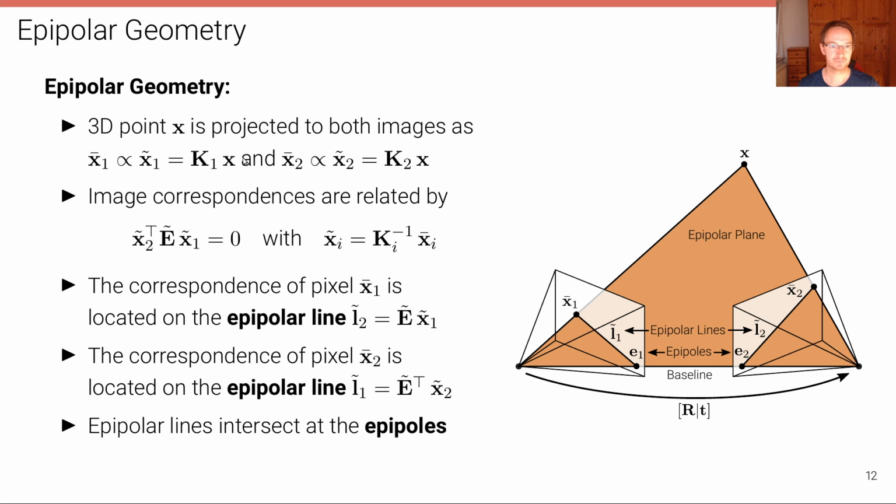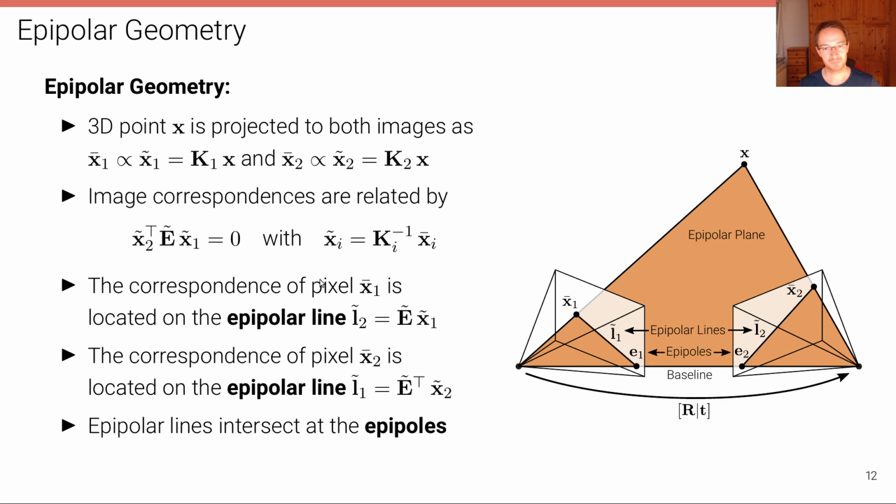And the 3D point is projected to the left image plane via camera calibration matrix K1, to the right image plane via K2. And then once we have estimated the epipolar geometry, which can be expressed by the essential matrix E tilde, which is a homogeneous matrix, image correspondences expressed in homogeneous coordinates are related by this simple expression here, x2 transpose E x1 equals 0, where these x tildes here are the ray directions, where we take the pixel location and multiply with the inverse of the intrinsic calibration matrix K for each of the cameras.